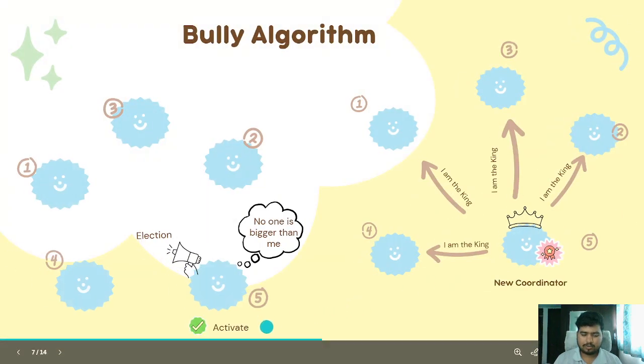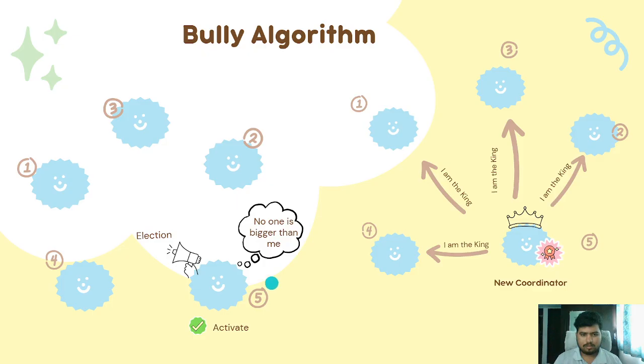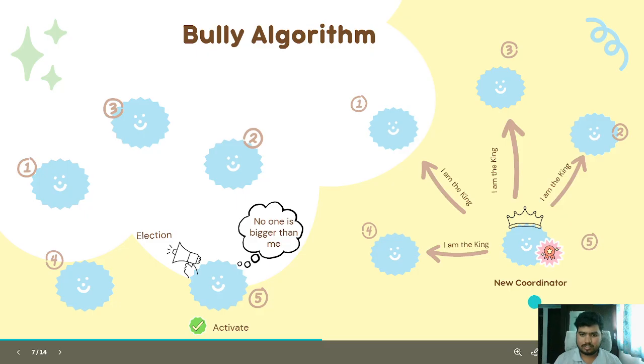Suppose the inactive process, that is process number 5, becomes active again. Then that process enters into the system and it initiates the election algorithm again. But there is no higher ID process than 5. So 5 thinks that no one is bigger than me. Then the fifth process becomes the coordinator again and it sends that message to all the processes.